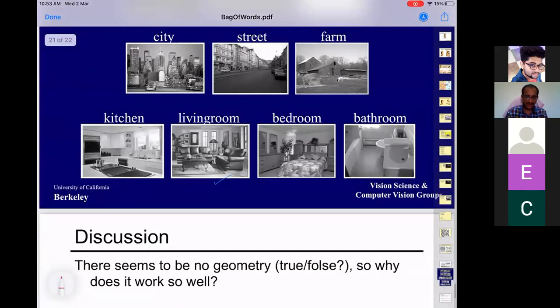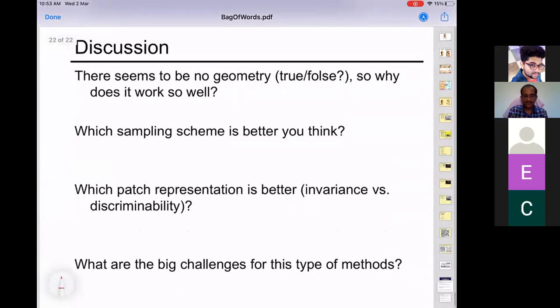You can see it in the last slide. There seems to be no geometry. True or false? No geometry means you are not considering the head at the top and the leg at the bottom. Each visual word is mixed up, and you don't have the spatial information. But still it works because it represents the class very effectively. It doesn't matter whether the leg has to be there and the head has to be there, or either of them, to say it is a person with more confidence.